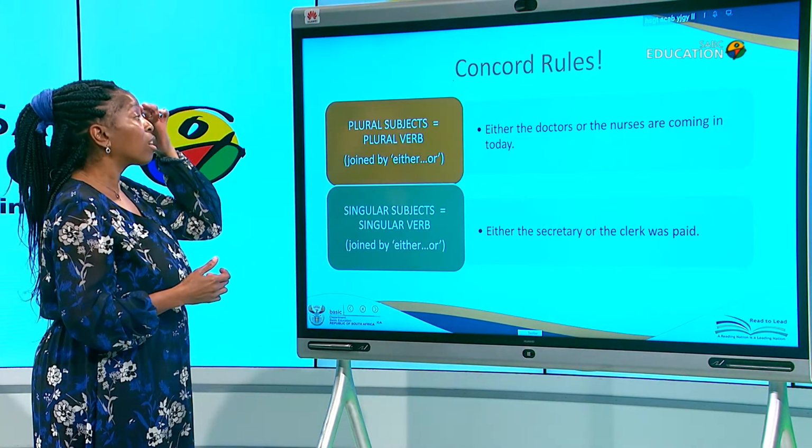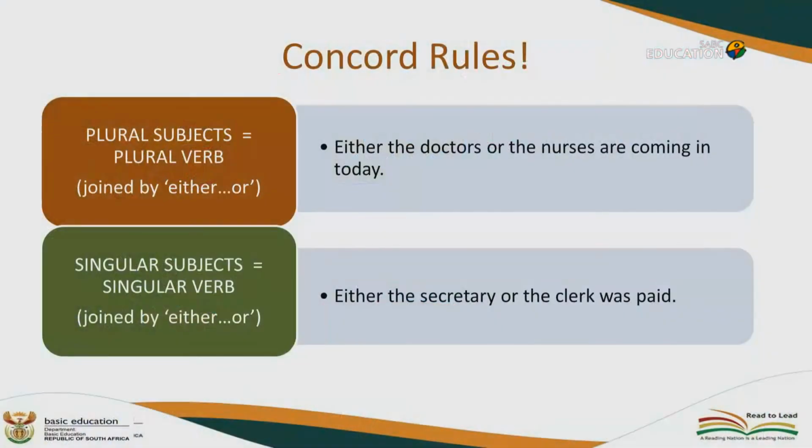And then we've got plural subjects joined by either or. Either the doctors or the nurses are coming in today. We may also have singular subjects and singular verbs joined by either or. Either the secretary or the clerk was paid today. Now please realize that with either or as well as neither nor, the rule of proximity has to work here.